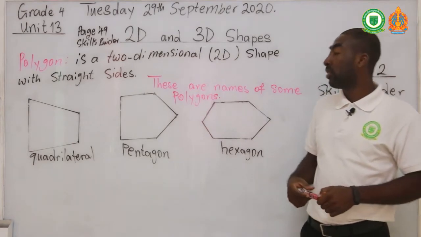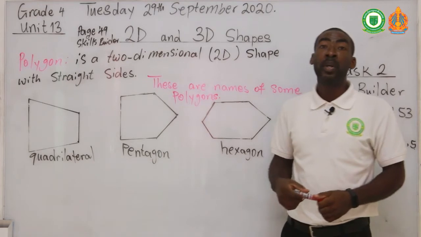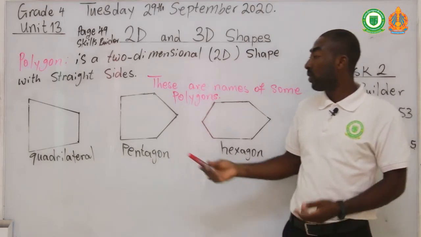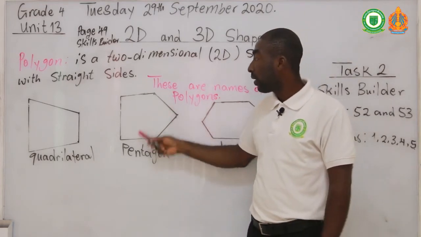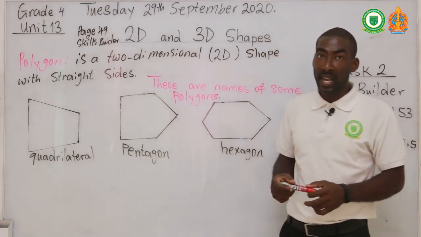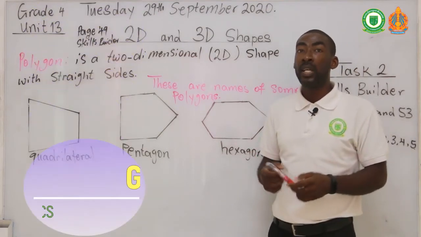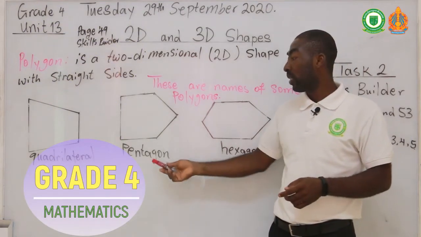Again, a polygon can also be a pentagon, okay? So a pentagon is also a polygon. So a pentagon is a shape with 5 sides, okay? So let's count. 1, 2, 3, 4, and 5. That means it is having 5 sides. So any 5-sided shape is called a pentagon, okay? So it's a pentagon.